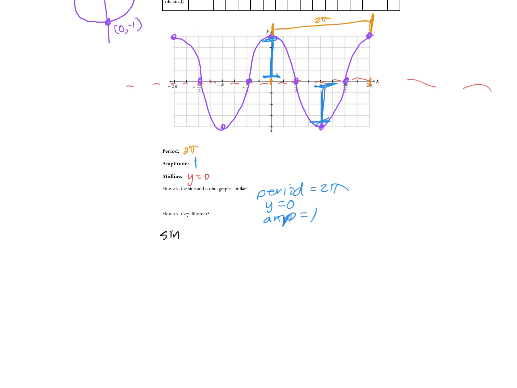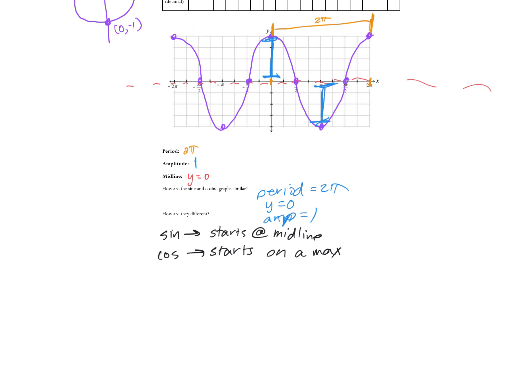So sine starts at the midline. In other words, when x equals 0, cosine starts on a maximum. And that's a pretty big deal. Sine starts at the midline, cosine starts at the maximum.